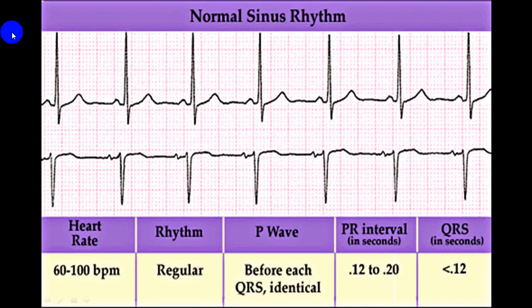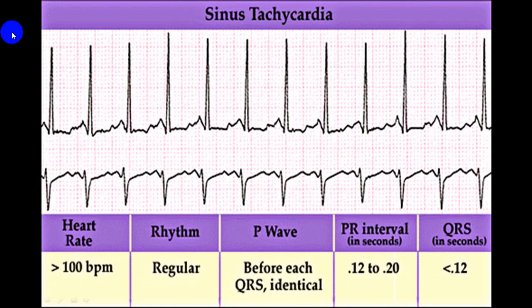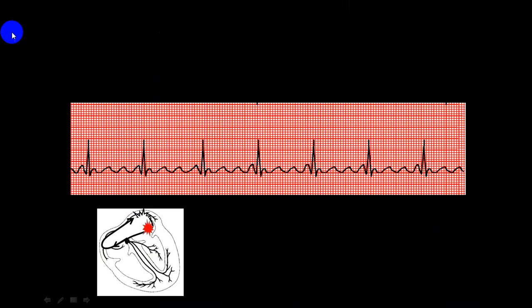So these are some of the ECGs where I'll go fast. This is normal sinus rhythm. Atrial rate is equal to ventricular rate. This is sinus bradycardia. Again, atrial rate is equal to ventricular rate. This is sinus tachycardia. Atrial rate is equal to ventricular rate, because it is sinus rhythm, the atrial rate has to be equal to the ventricular rate.